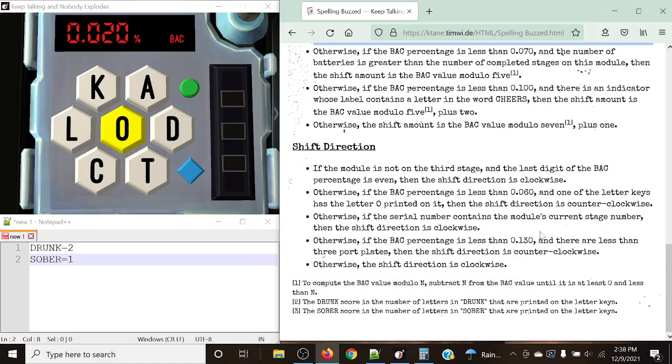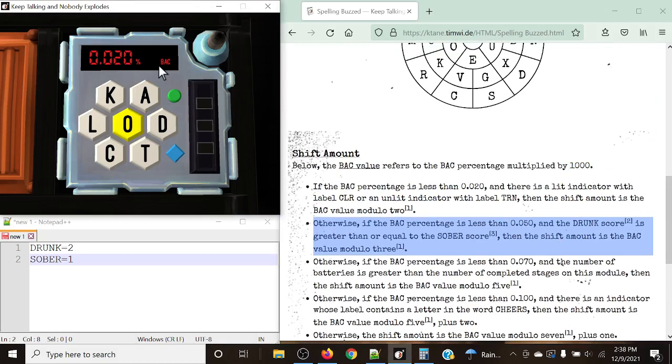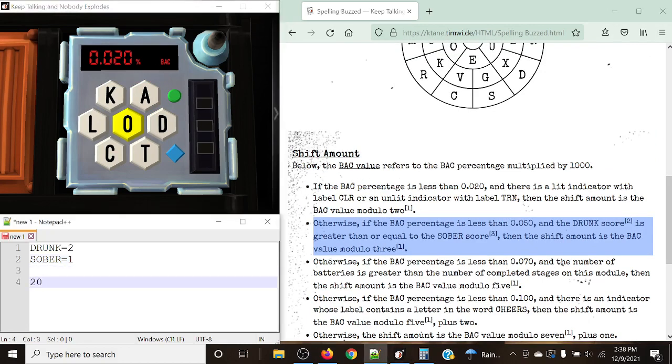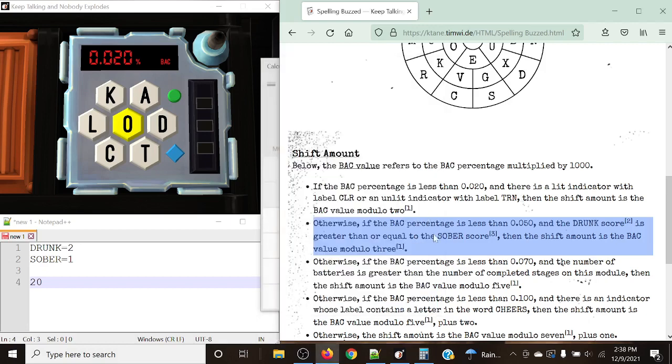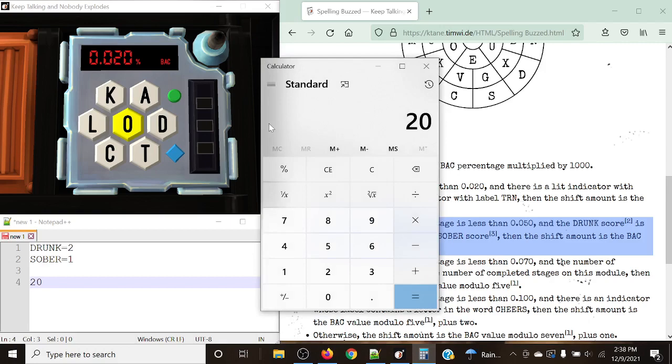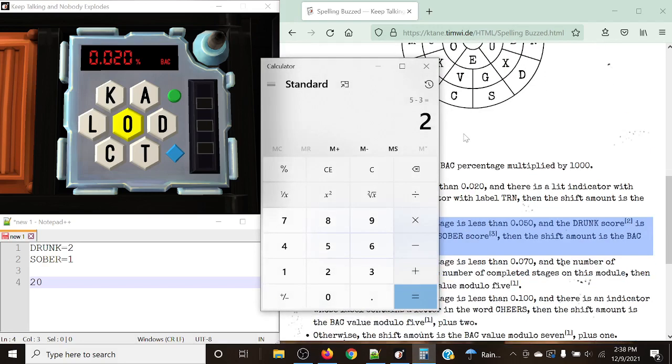So for modulo, for those of you who aren't familiar with it, we would simply multiply this by 1,000, so we get the BAC percentage. We're going to get the value of it, the BAC value, which we said was 20. And then we're going to modulo 3. Modulo 3, of course, means you subtract the value that you're modulating from until it is less than the value that you're modulating from. So let's do that. Modulo 3 is going to give us 2. Now, until it is at least 0 and less than n. That's the way that it works. Yep. So we get a value of 2.